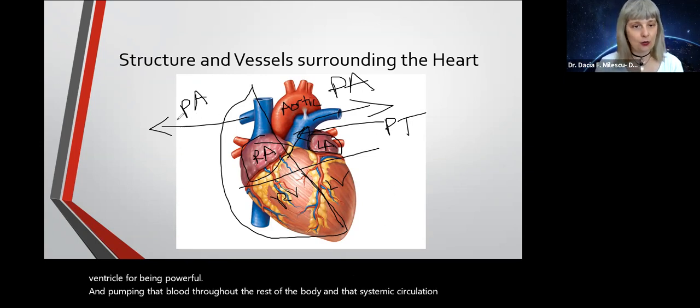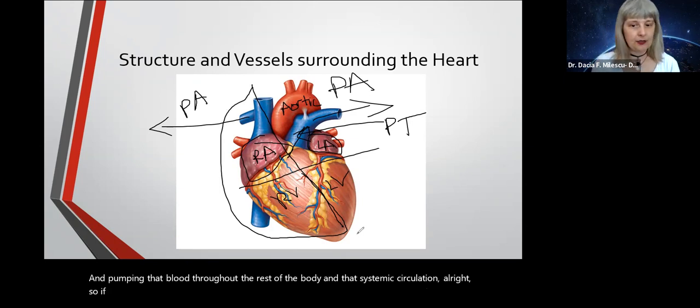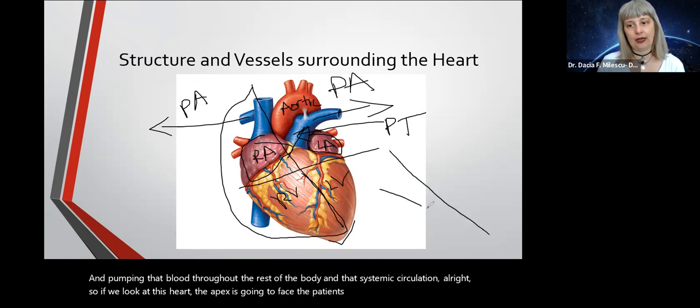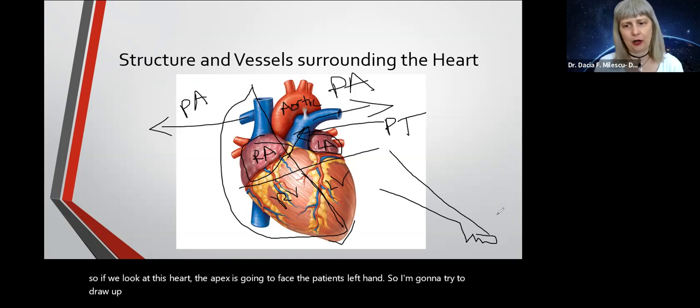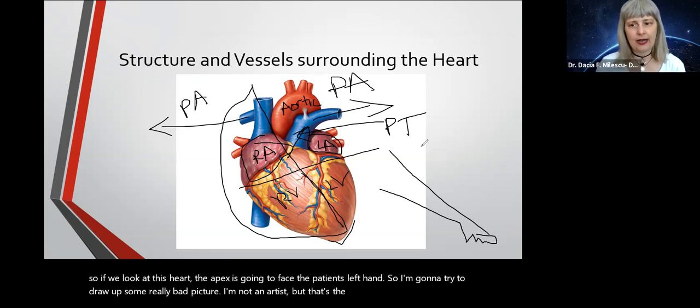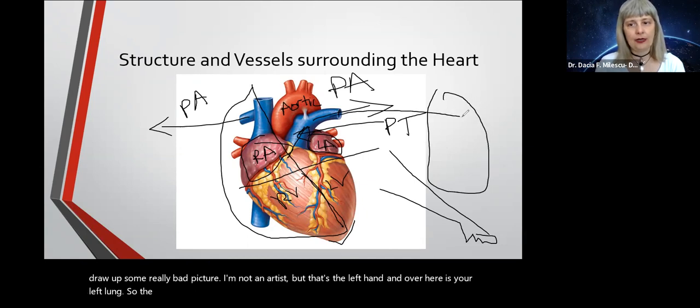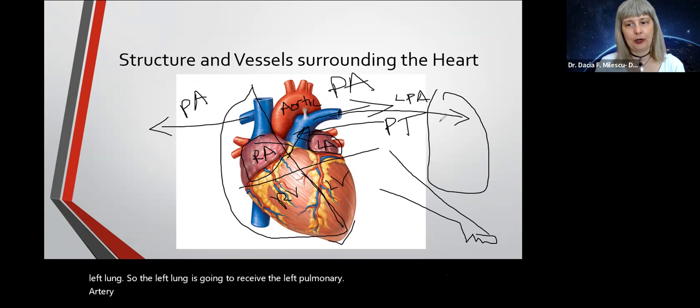All right, so if we look at this heart, the apex is going to face the patient's left hand. So I'm going to try to draw up. It's a really bad picture. I'm not an artist, but that's the left hand. And over here is your left lung. So the left lung is going to receive the left pulmonary artery, and the left pulmonary artery is high in CO2.